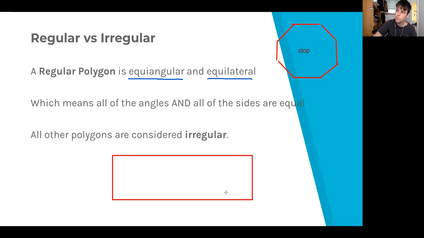This is a pretty normal shape, right? You probably looking at it, you can say, yeah, this is a rectangle. Rectangle is not regular. It has all right angles, so it is actually equiangular, but these sides are equal and these sides are equal, but it's not equilateral. Not all the sides are equal. So this is actually irregular. Even though it is a pretty normal shape, it's still irregular, geometrically speaking.